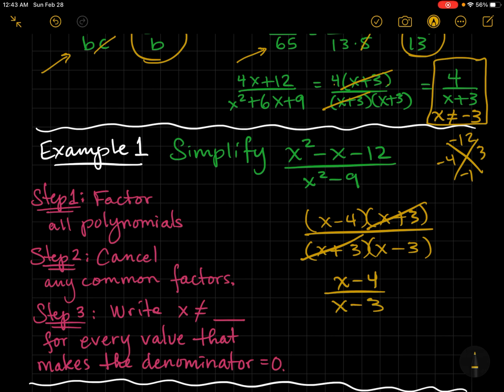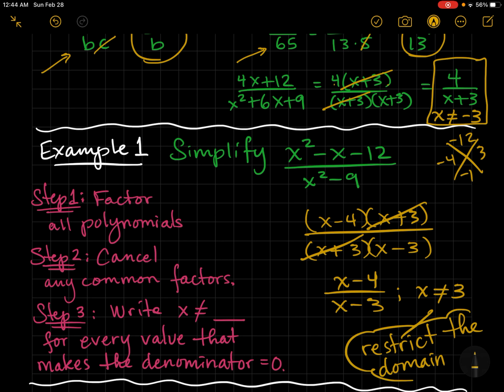A common mistake that students make is they try to cancel these x's. And I say, no way, you cannot do that. Also, we need to say that x cannot equal a +3 because that would make the denominator 0. So anytime you're asked to restrict the domain, that's what they mean for you to do. I just want you to get familiar with that idea of restricting the domain, keeping it in the real numbers. So this would be your final answer.